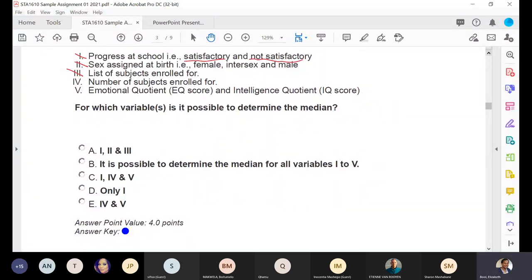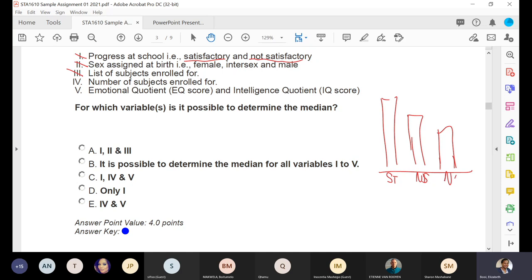So if progress at school is ordinal, probably we can find the median because it will be the middle value of the order of the variables. So if there were more levels, let's say satisfactory, not satisfactory, and not achieved or not applicable, then we would say the median would be the not satisfactory. I'm not sure if that is applicable in this instance. So, for which variable is it possible to determine the median? I know that some material says it is possible to do it for the ordinal.